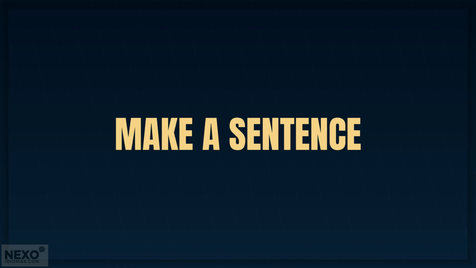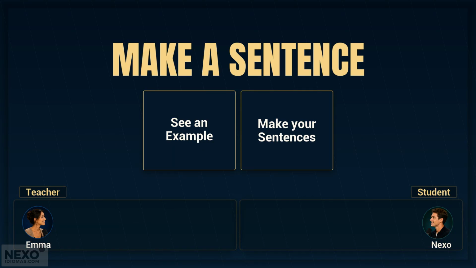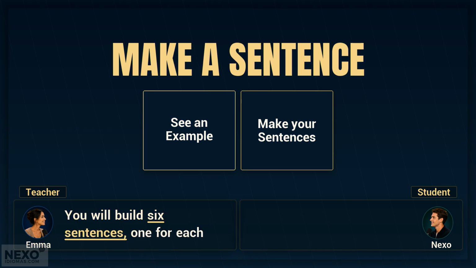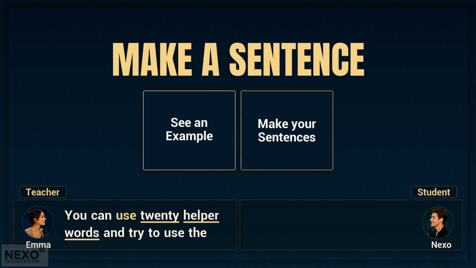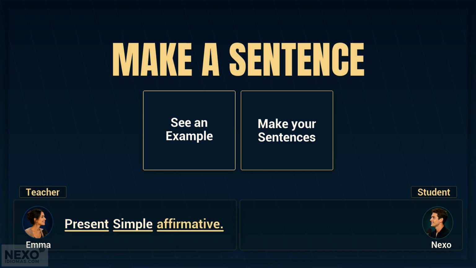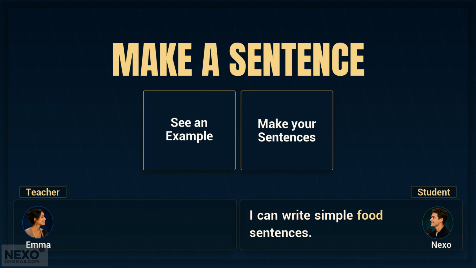Make a sentence. Now we move to make a sentence. You will build 6 sentences, one for each main word. You can use 20 helper words and try to use the present simple affirmative. I can write simple food sentences.